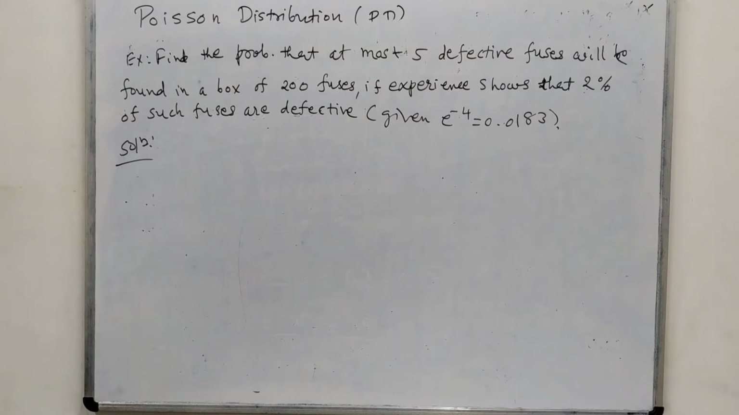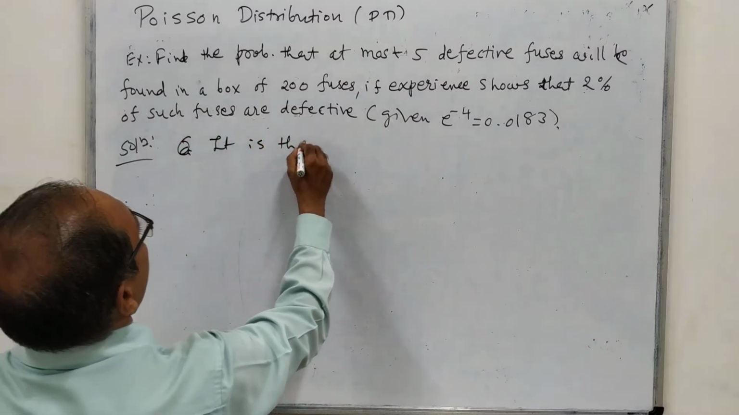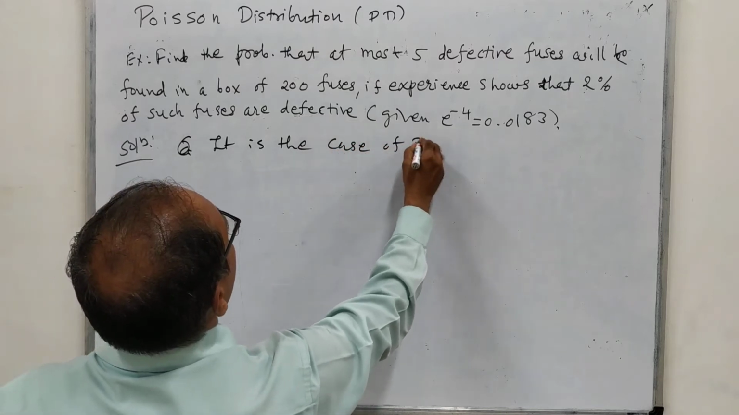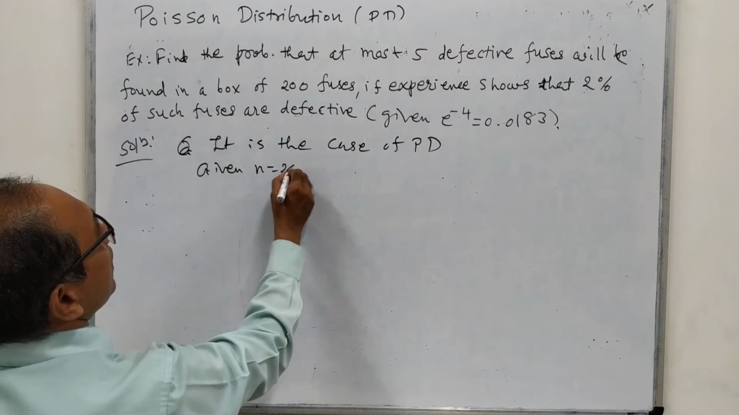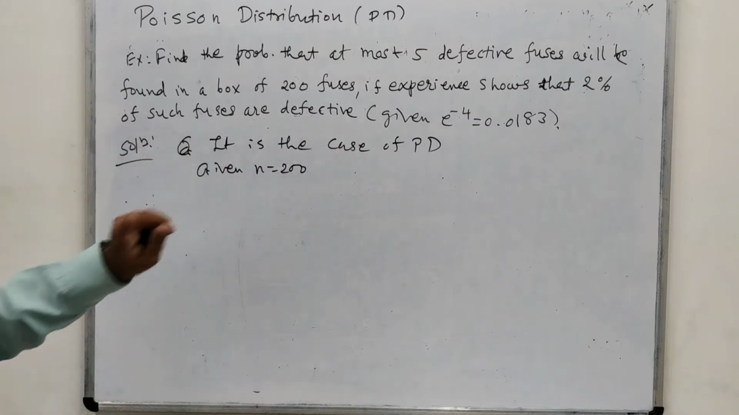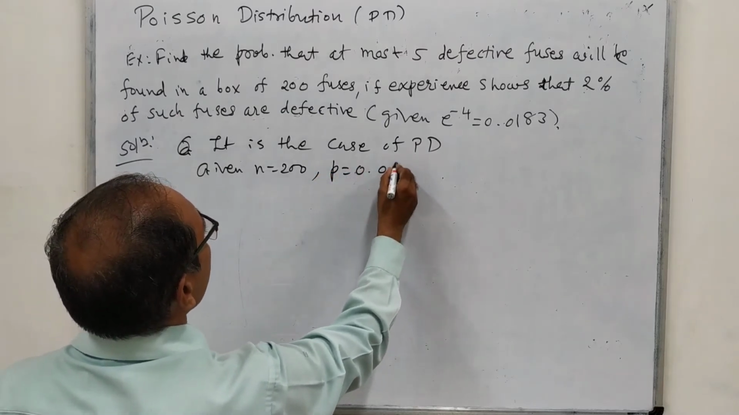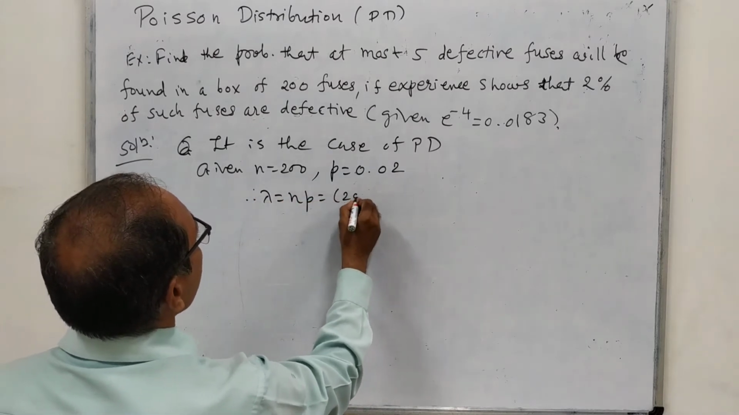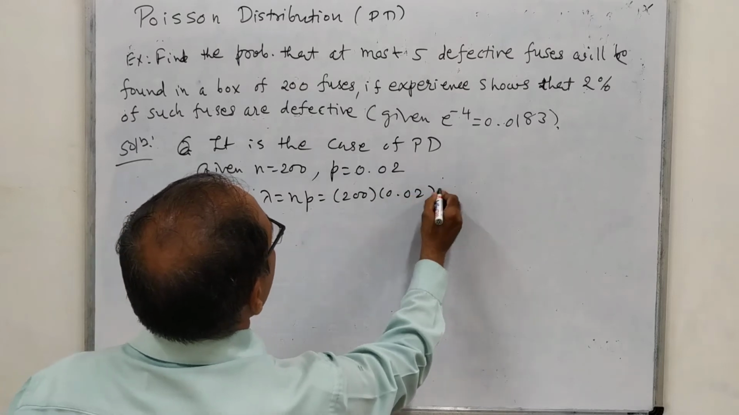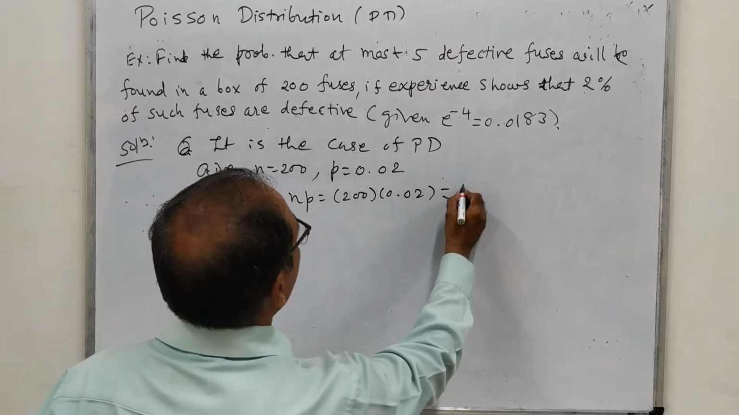And then we are given a box of 200 fuses. So here it is the case of Poisson distribution. Directly we can identify because we are given small n equal to 200 and also we are given that 2% of such fuses are defective. That means the probability of defectiveness is 0.02 and therefore lambda we can find out very easily. Lambda equal to n into p, that means 200 into 0.02. If we multiply these two numbers, then we get lambda equal to 4.